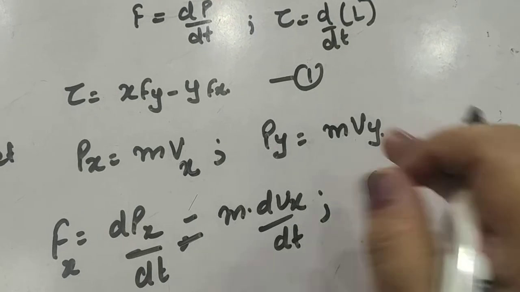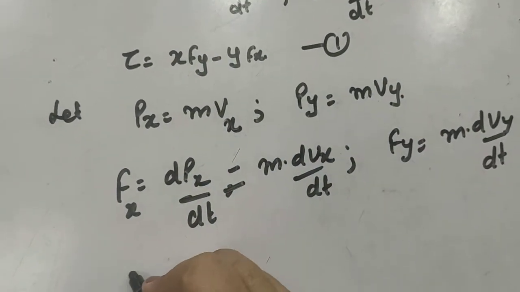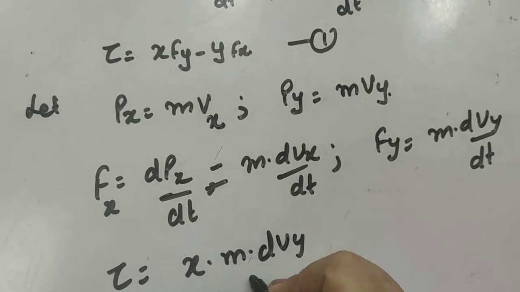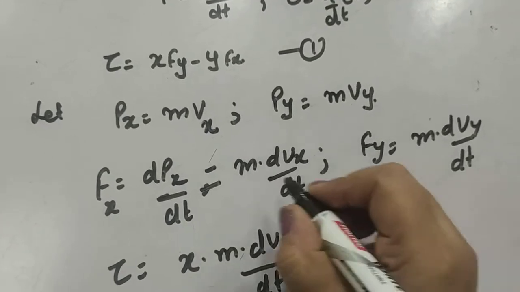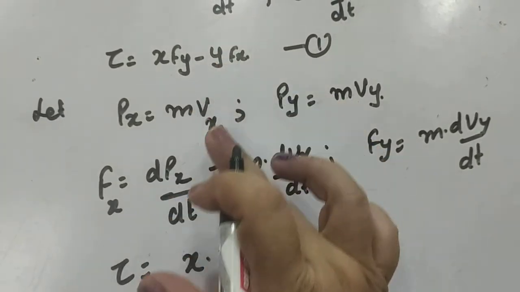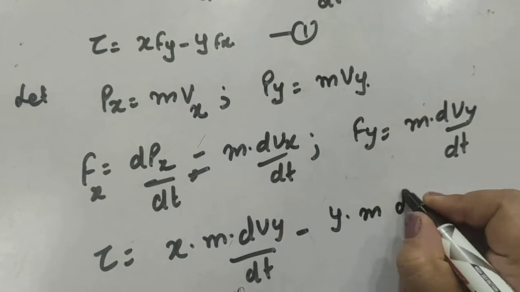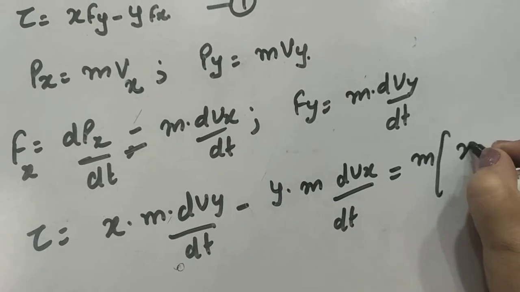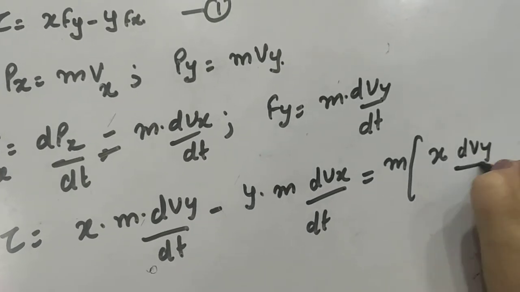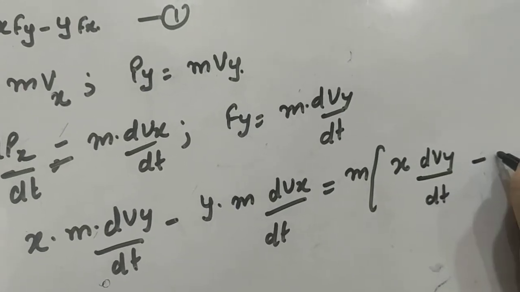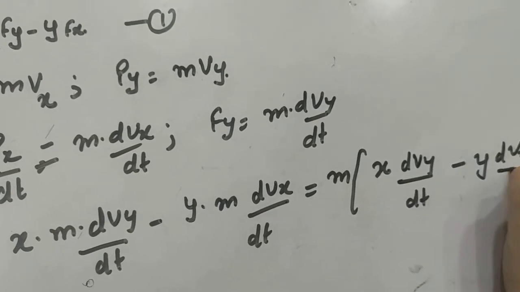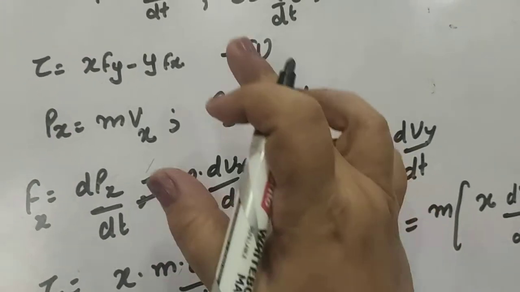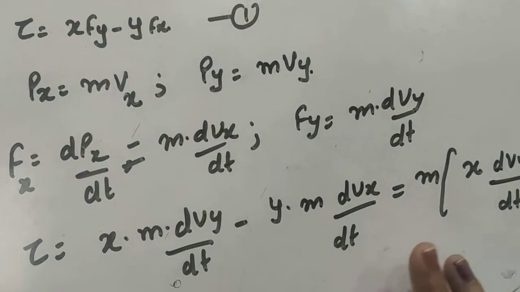Now putting these values in this expression, we have torque is equal to x m dvy by dt minus y m dvx by dt. Taking m common, we get m times x dvy by dt minus y dvx by dt. Now you can see that this torque is not in terms of dL by dt.